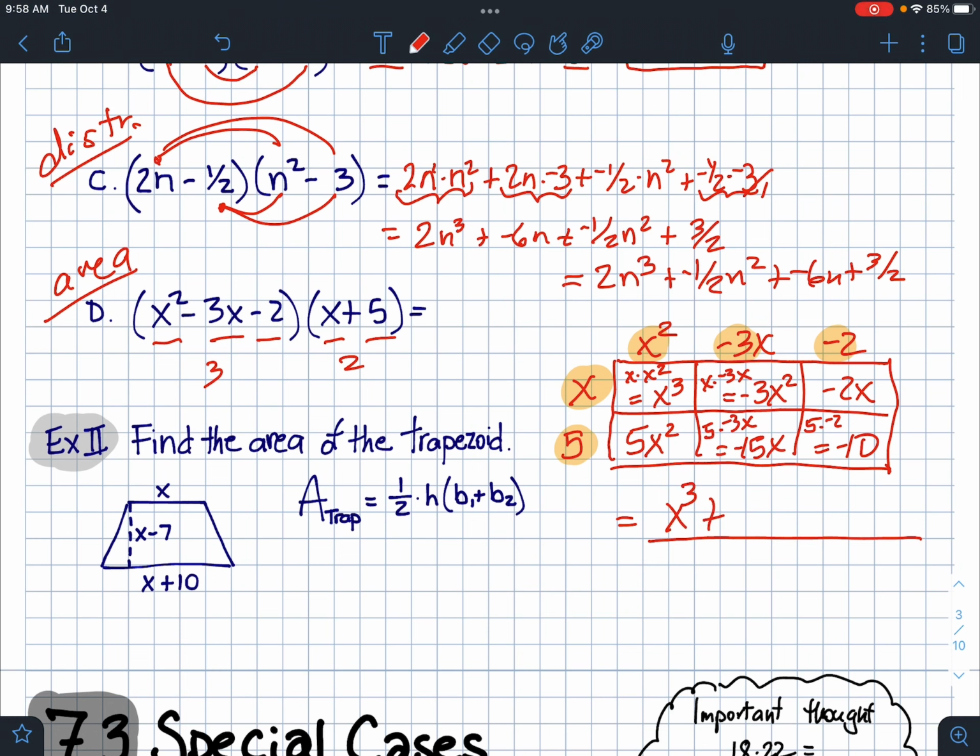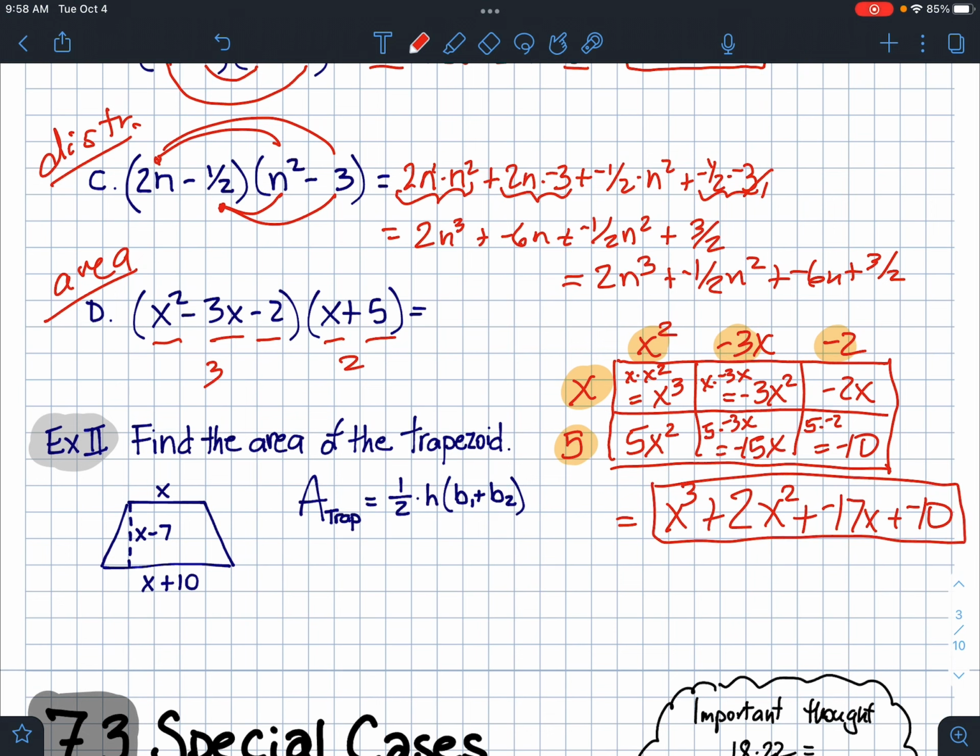My next highest power I see is an x squared and an x squared. These two things I'm going to add up. So 5 plus negative 3 is 2x squared. And then I'm going to add negative 15x and negative 2x, and I get negative 17x plus negative 10. There's my answer.